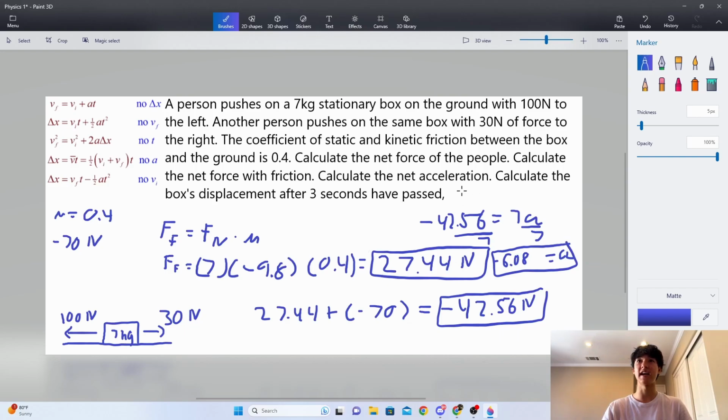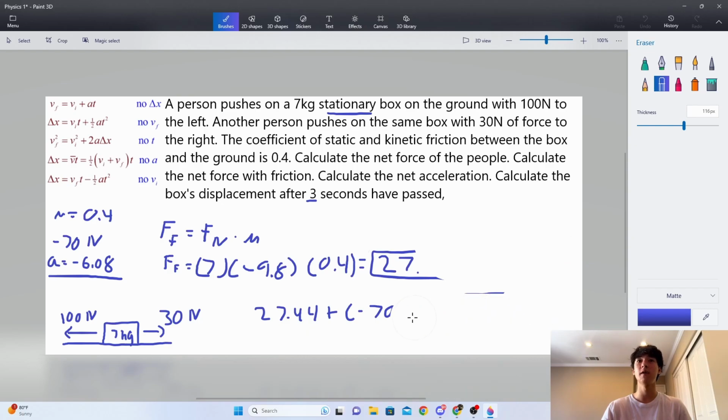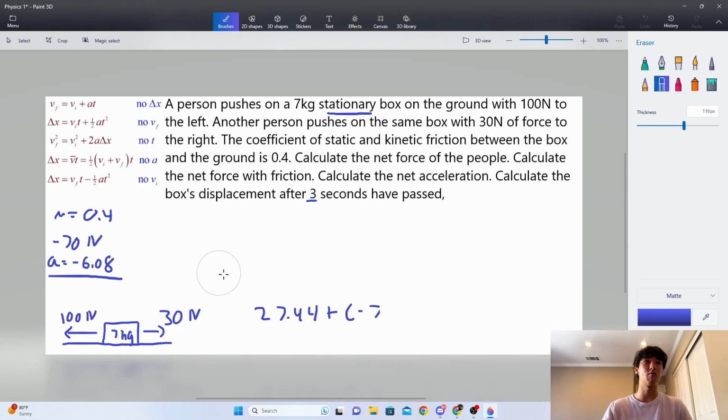Right? And that's our net acceleration. Now, calculate the box's displacement after 3 seconds have passed. Okay, so let's write down our acceleration. It's negative 6.08. We have time here, and we have acceleration, and it is stationary, so we know what the initial velocity is. It's just 0. So we can get rid of these forces now, so we can find the box's displacement.